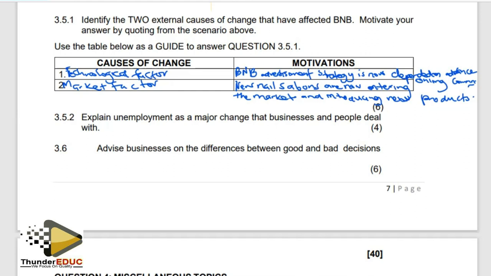Look at this. Unemployment is a situation whereby an employee loses his or her job because he has been fired, or he quits his job. That's what you call unemployment.